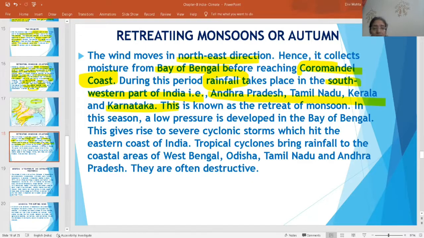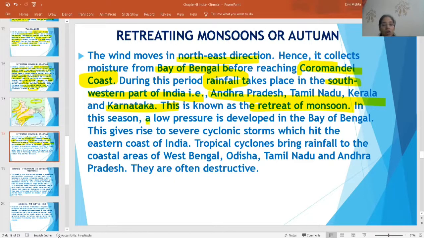By the end of September, when the monsoon is retreating from India, sometimes in the southwestern part, Andhra Pradesh, Tamil Nadu, Kerala, Karnataka, rainfall occurs. This is known as retreat of monsoon.